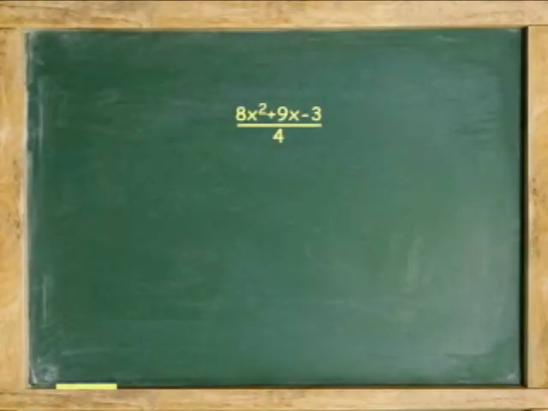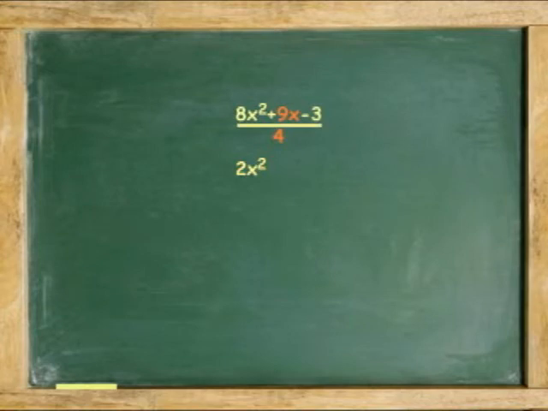First, we'll divide a polynomial by a monomial. For example, divide 8x squared plus 9x minus 3 by 4. Each term of the numerator is divided by 4. First, 8x squared divided by 4 equals 2x squared.